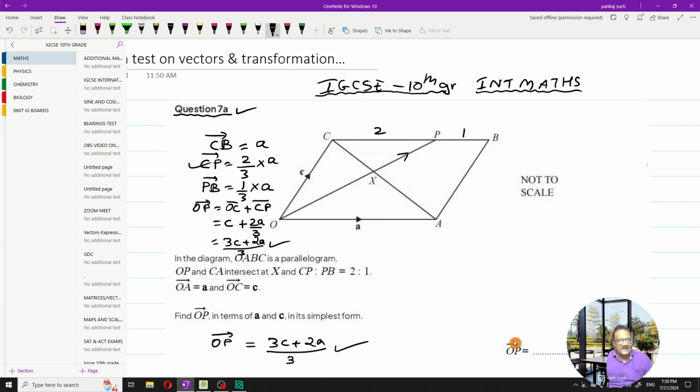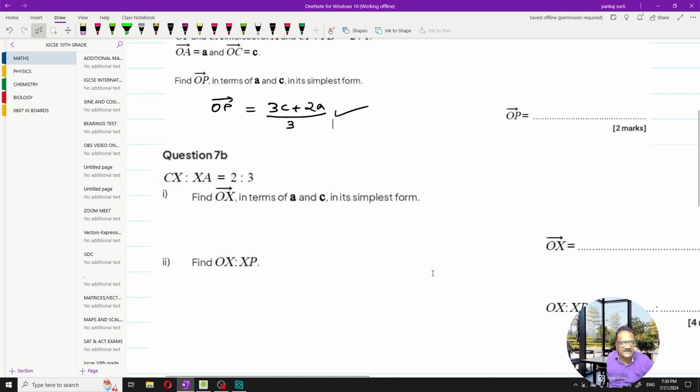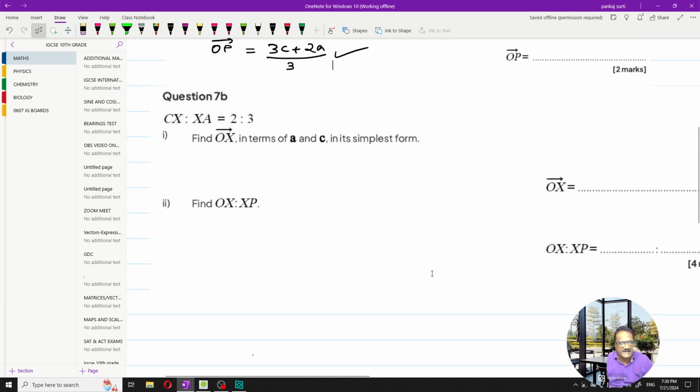Now let us go to the next one, 7b. Now 7b says that CX is to XA is equal to 2 is to 3. Okay, CX is to XA is given as 2 is to 3. You have to find out OX in terms of A and C in the simplest form. So you have to find out now OX, right?